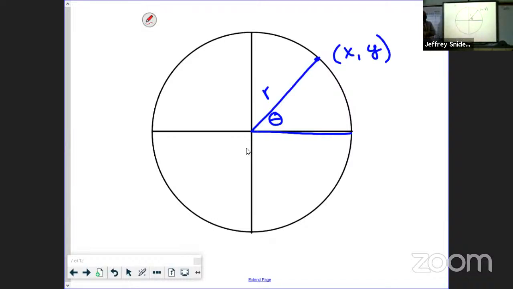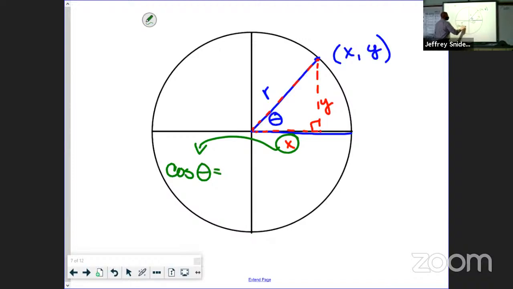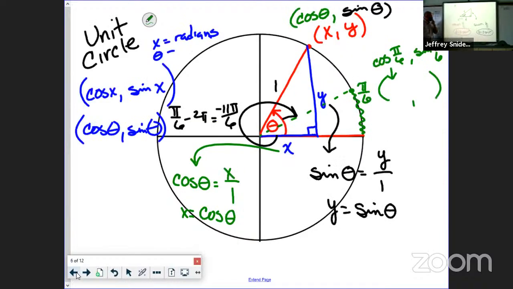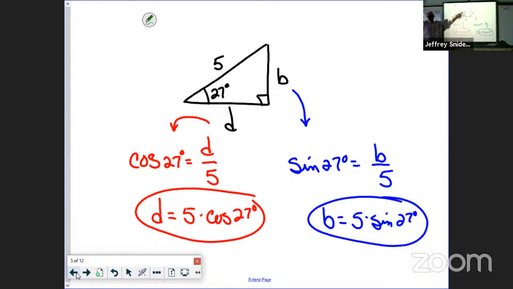Okay, let's think about this. Right triangle. Here's x, here's y. How do I find x? The cosine of theta equals x over r, which means x is equal to r times the cosine of theta. Everybody look for a second. Look back to the problems we did right here. Guess what this 5 is? It's the radius.